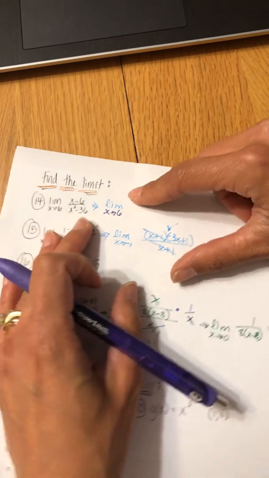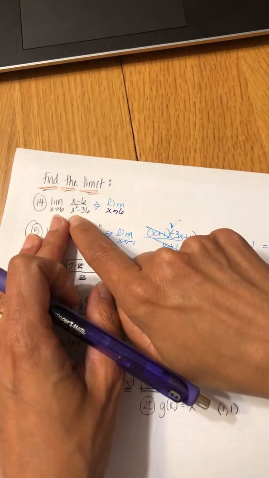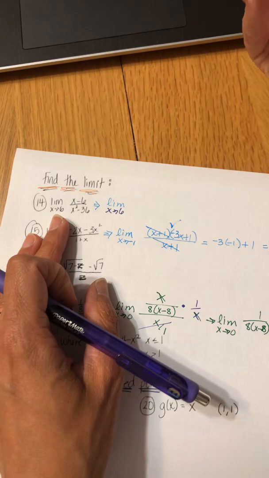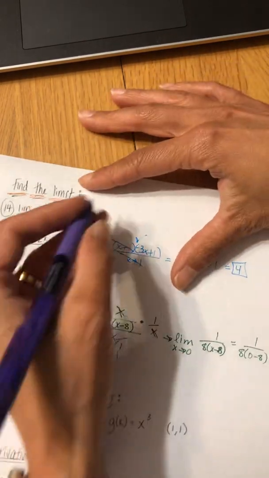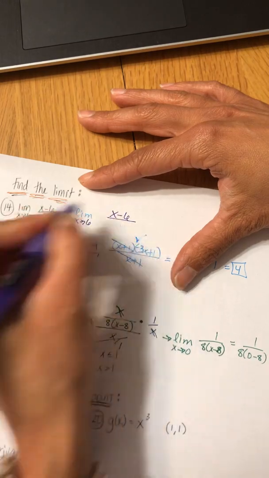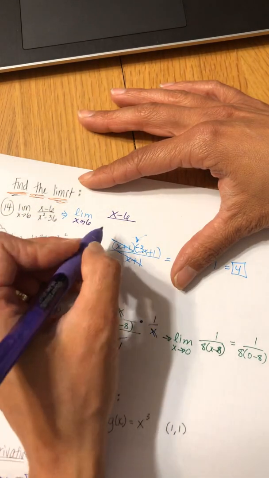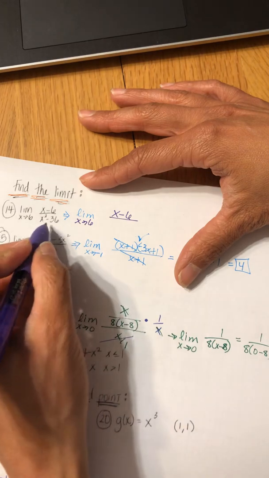And when we're finding the limit here, if I plugged in a 6 right now, 6 squared minus 36 is 0, and then I can't do anything because we have a 0 in the denominator. So we have to simplify that fraction. So by simplifying, I'm going to have to factor x squared minus 36, and I can because it's a difference of two perfect squares.